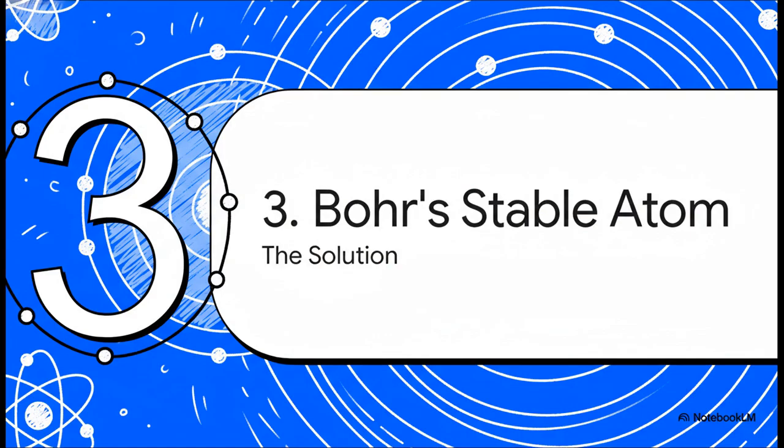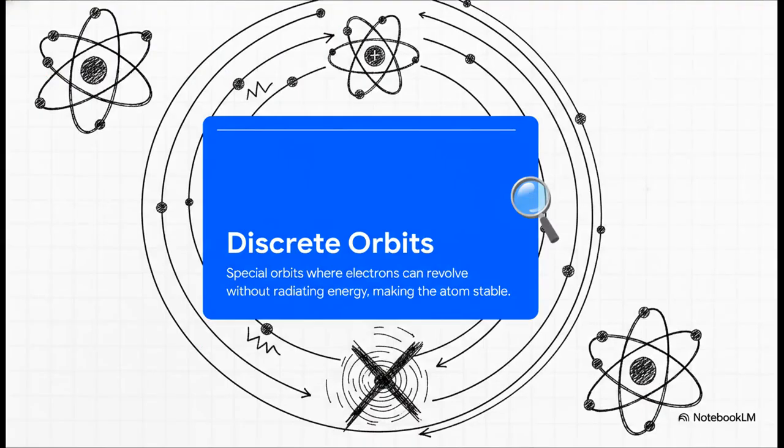So, to solve this big problem of the unstable atom, our next scientist, Niels Bohr, came up with a brilliant solution. His ideas gave us the model of the atom that we still use a lot today. Bohr proposed a very simple but powerful idea. He said that electrons are not allowed to revolve just anywhere. They can only exist in certain special, fixed orbits, which he called discrete orbits or energy levels.